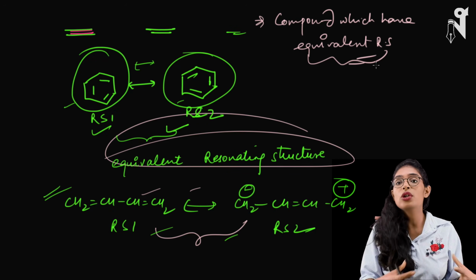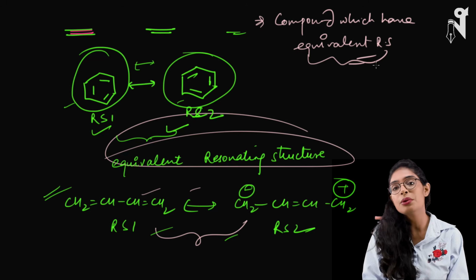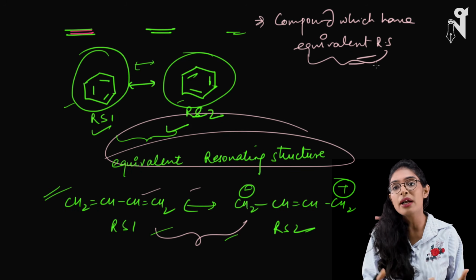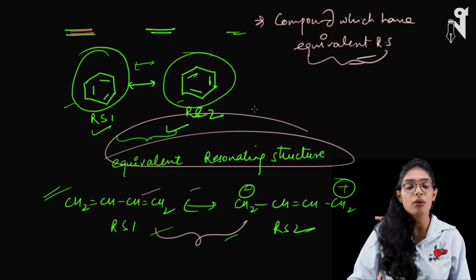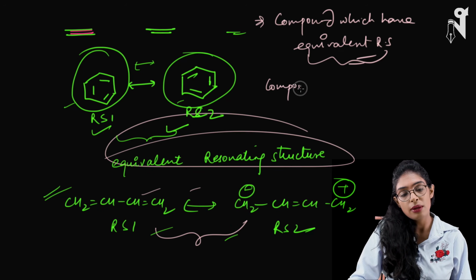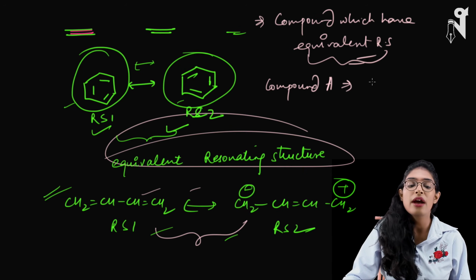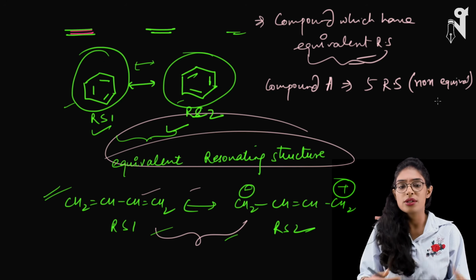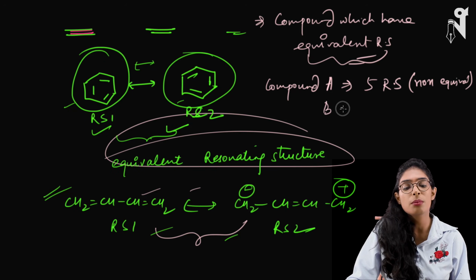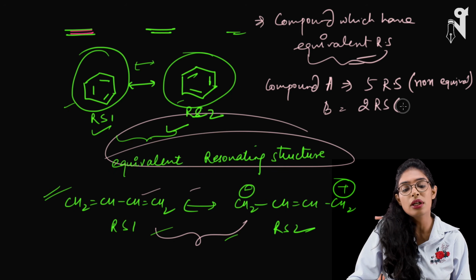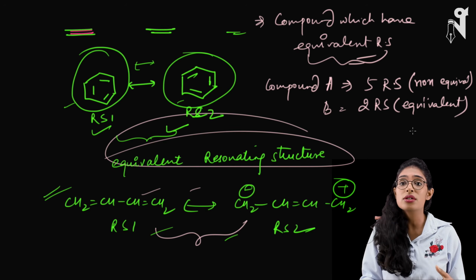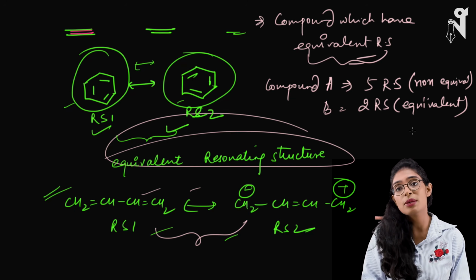These equivalent structures impart extreme stability to the molecule, and hence the number of resonating structures doesn't matter. If I have a compound A which can have 5 resonating structures but non-equivalent, that means there is a difference in the resonating structures. And if I talk about compound B which has 2 resonating structures but equivalent, let me tell you, these equivalent resonating structures drastically change the stability of the molecule.